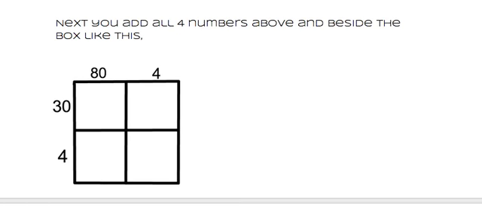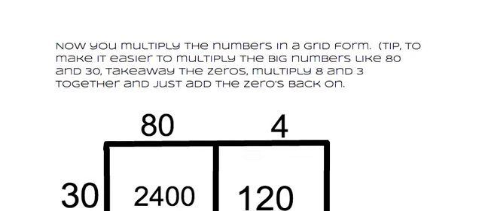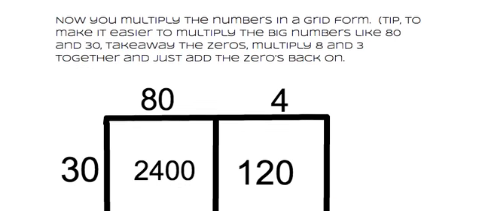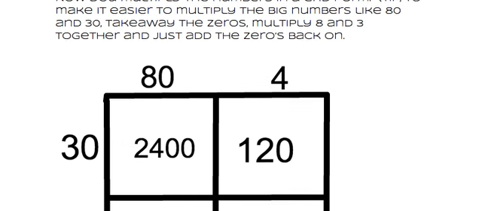Next you'll add all 4 numbers above and beside the box like this. Now you multiply the numbers in a grid form. Here's a tip. To make it easier to multiply the big numbers like 80 and 30, take away the zeros, just multiply 8 and 3, and then just add the zeros back on.